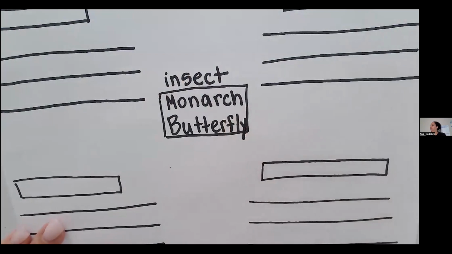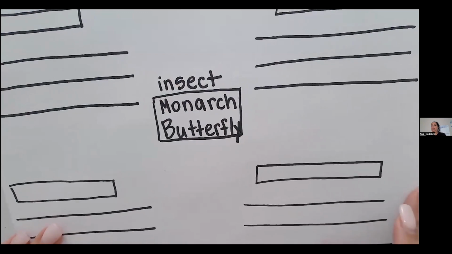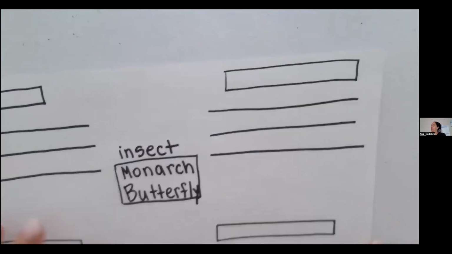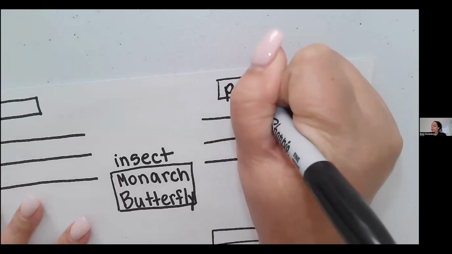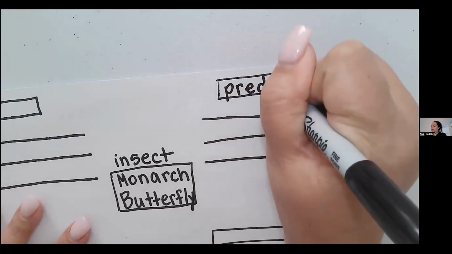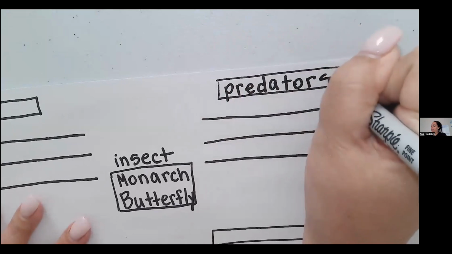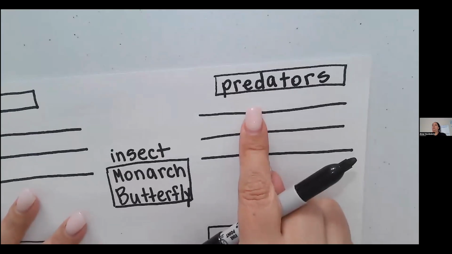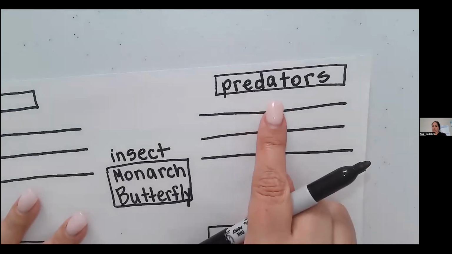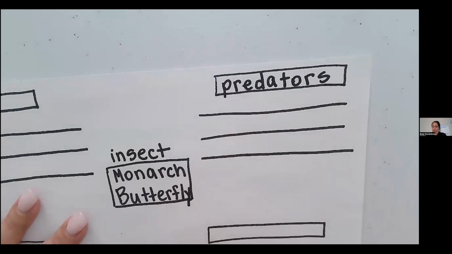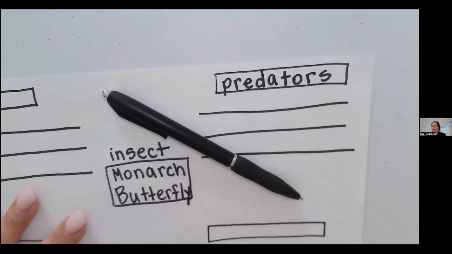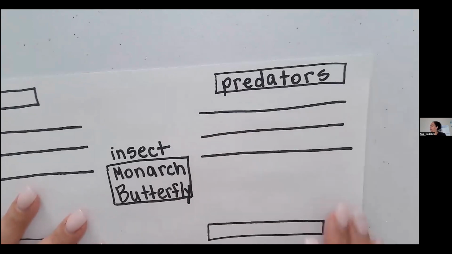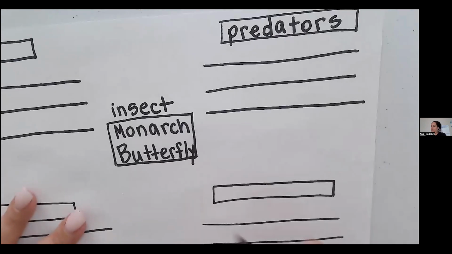So we have a monarch butterfly, and we're going to go ahead and write our subcategories where we're going to write down our information. So here I'm going to write predators. Last time when we studied bears, the word was prey, because bears really don't have predators. Predators are what eats the monarch butterfly. So predators. Here we have appearance.